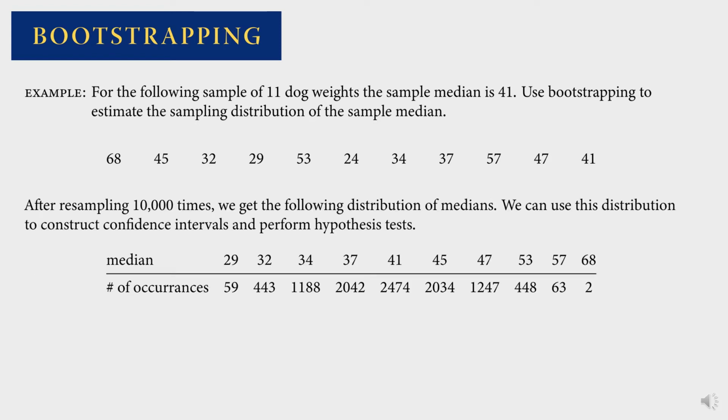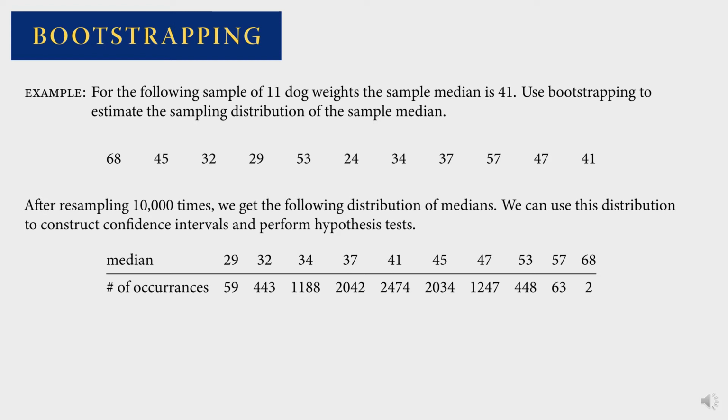So I keep resampling like that until I have a lot of them, at least 1,000. Here I did 10,000. After 10,000 resamples, the distribution for the medians looks like this. This is what we call the bootstrap distribution. In this case, it estimates the sampling distribution for the sample median.